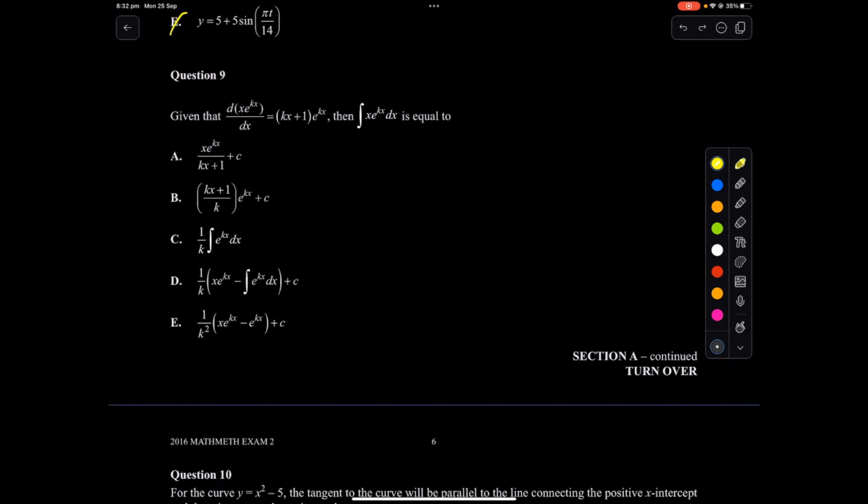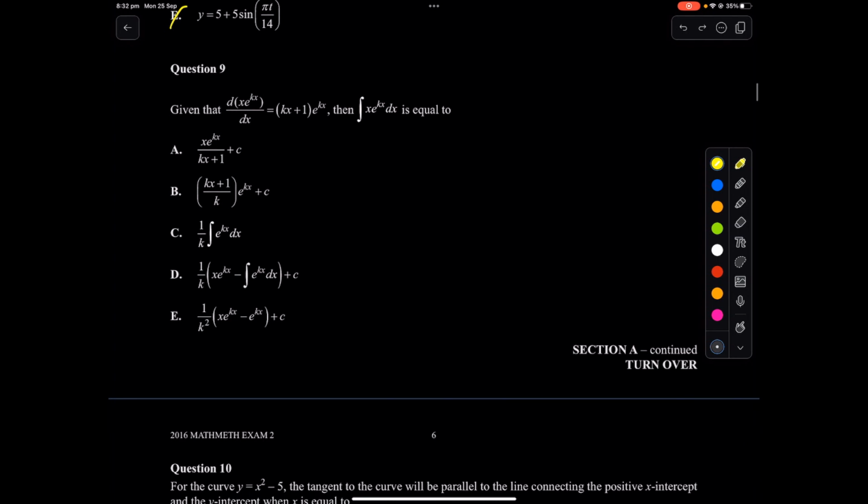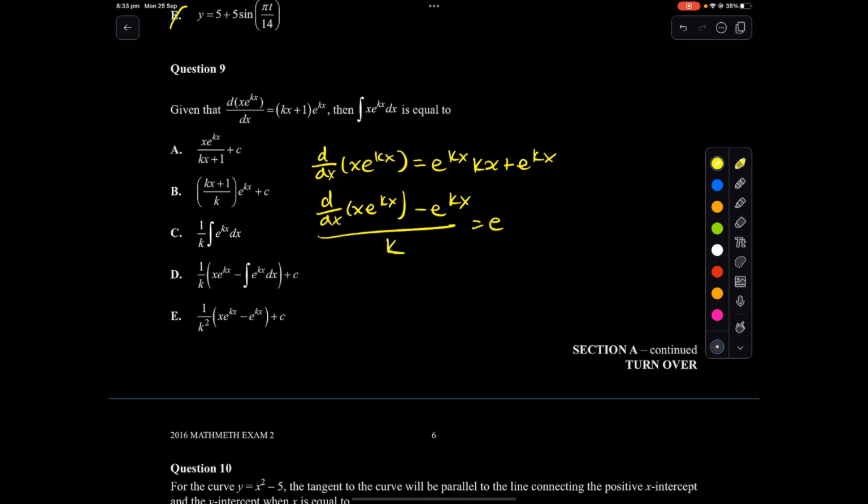Okay, this is normally an integration by recognition, so we can just say d/dx of x e^(kx). Let's expand that out: kx e^(kx) plus e^(kx). And what we want is this over here. So we say d/dx of x e^(kx) minus e^(kx), divide it all by k. We get, or we can actually get just x e^(kx). Perfect. So if we integrate this with respect to dx, we have to integrate this too.